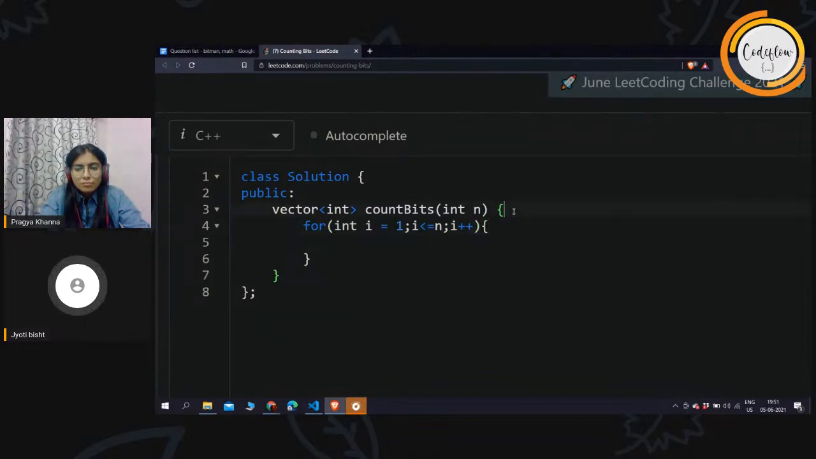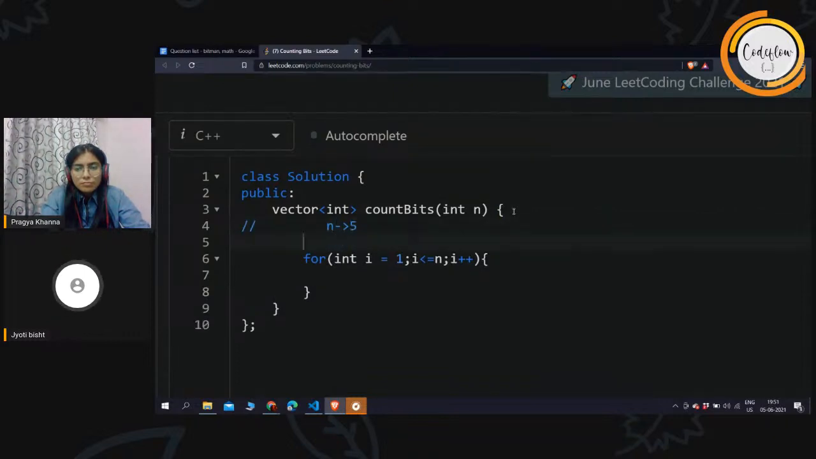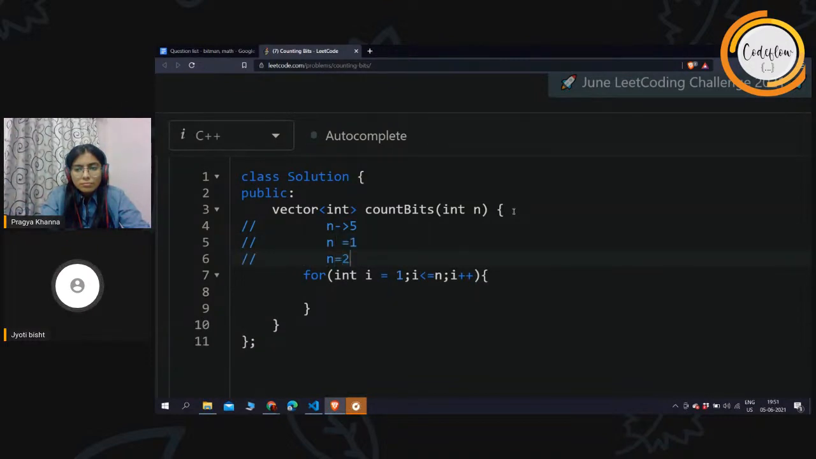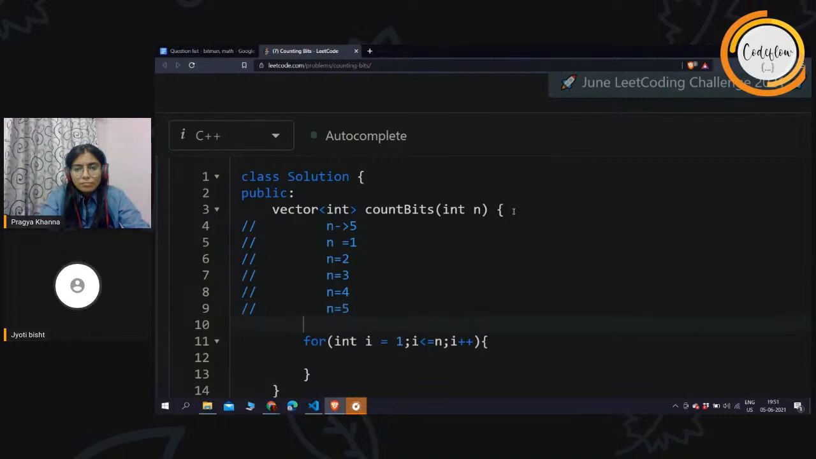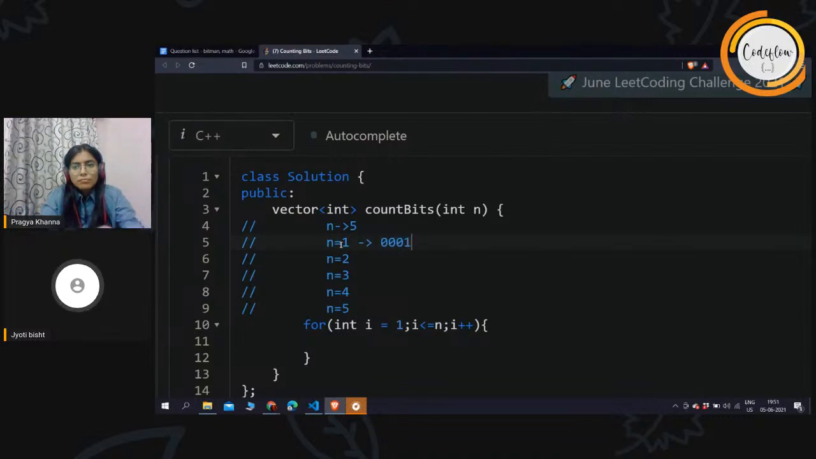For example, I'm just explaining to you what the question means. If my n is 5, first i will become 1, then 2, then 3, then 4, then 5, and then my loop will stop. So for 1, what is it in binary? 0001. I'm just writing it in binary. 0010. Cool.